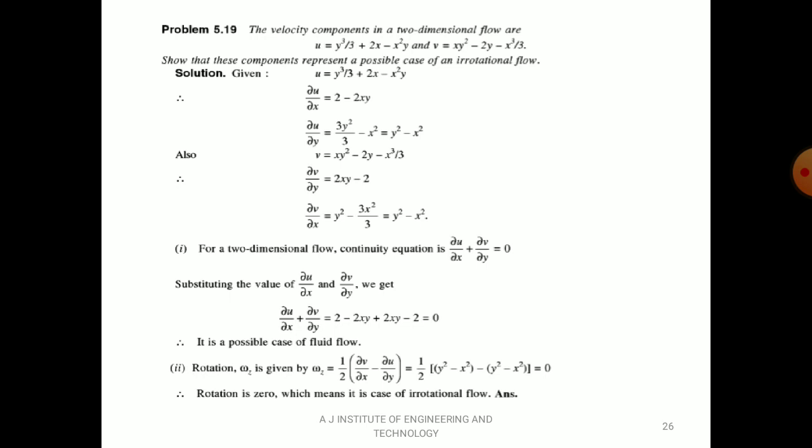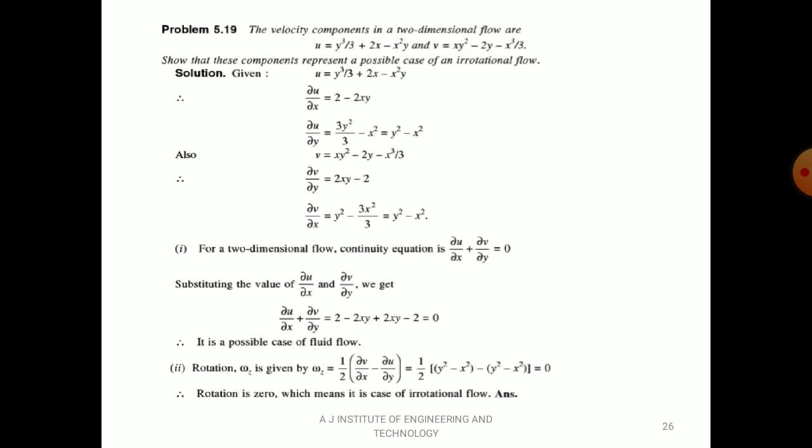Now, in order to see whether the flow is irrotational or rotational, you should go for rotational components. So the rotational component in the xy plane. One thing I should ask here: why do we have to consider the rotational component in the xy plane? That is just because here the velocity components in the x and y directions are given, that is u and v. So I have to go for the rotational component in the xy plane, that is given by wz.